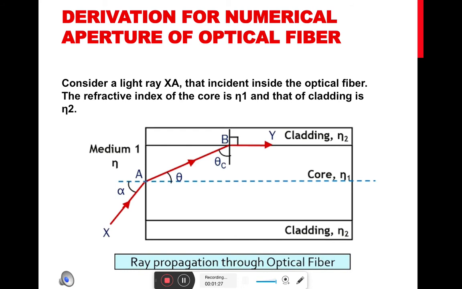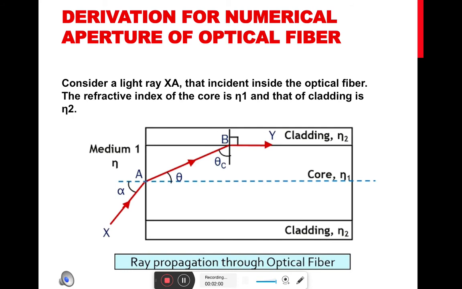Now we'll see the derivation for numerical aperture. Deriving the term for numerical aperture will result in the derivation of the acceptance angle also, as I have already mentioned, they are interrelated. Consider a ray Xa that is incident into the optical fiber with an angle alpha with the fiber axis, and the refractive index of medium 1 is considered n. Usually the medium n is considered to be air, and the refractive index of the core is n1 and that of the cladding is n2.